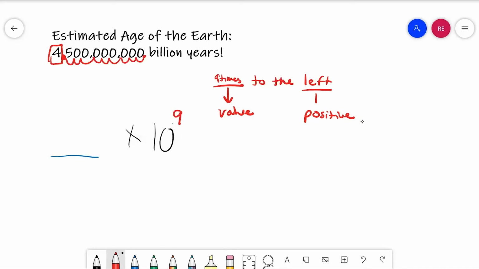And when we look at the number we get here, we get 4, which is in the ones. The rest of that is going to be behind the decimal, and so we get 4.5. And so this is our value in the ones, 4.5 times 10 to the 9th.